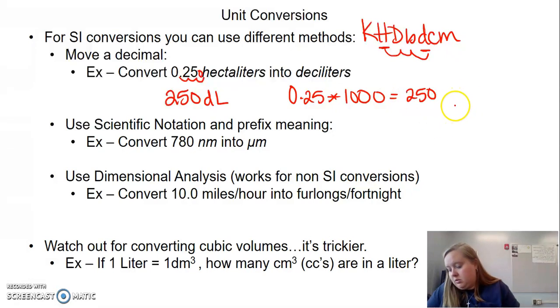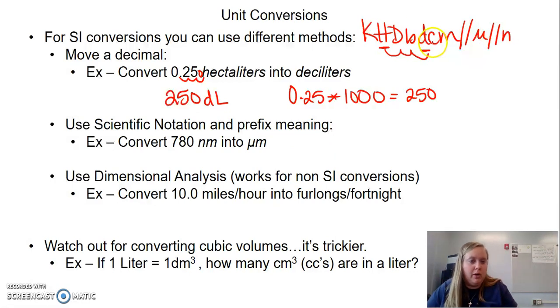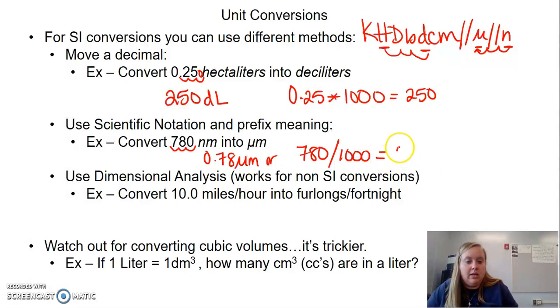works best for you. So if you are looking at the next one, converting 780 nanometers into micrometers, so let's just add the 2 more that we need, and so we're going from nano here to micro, so it's 1, 2, 3 places to the left, or divide by 1,000. So 1, 2, 3, you get 0.78 micrometers. Or if you wanted to look at it the other way, you would get that and divide it by 1,000, and either way you get 0.78. So whichever way you prefer.